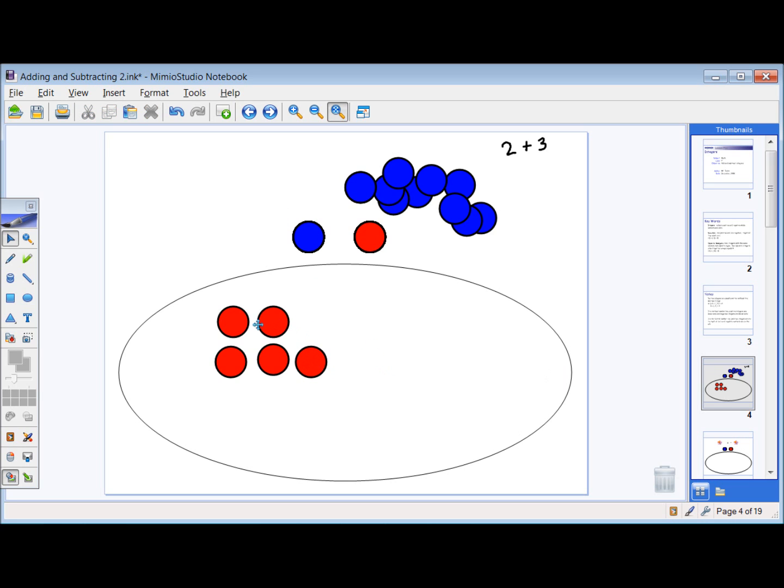Okay, and all together I got 1, 2, 3, 4, 5 positive chips, which means my answer here is positive 5. I could just write that as 5. I don't have to write positive 5, because if there's no sign written, it's just assumed it's positive. Okay, let's erase that, and let's try another problem here.